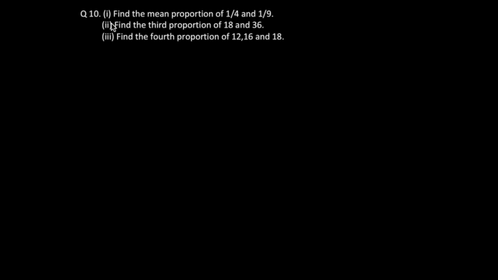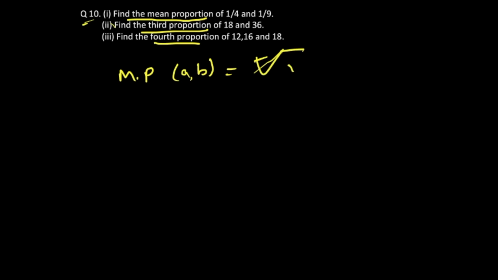Okay, this question is considering certain unknown things to us, but we'll see how we calculate them: mean proportion, third proportion and fourth proportion. So mean proportion, for two numbers a and b, can be written as under root a into b. This is how you calculate the mean proportion.